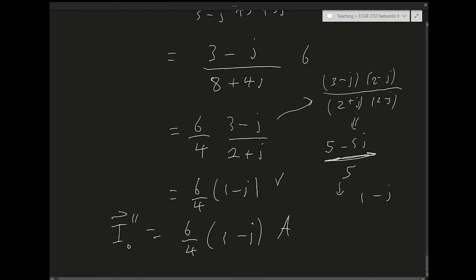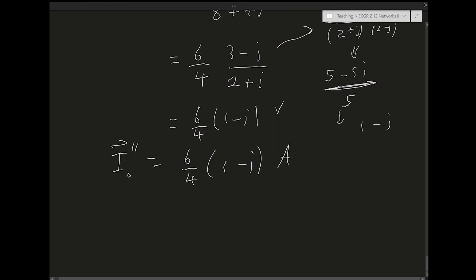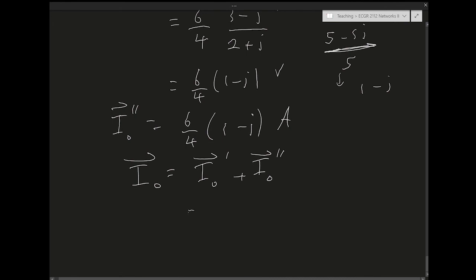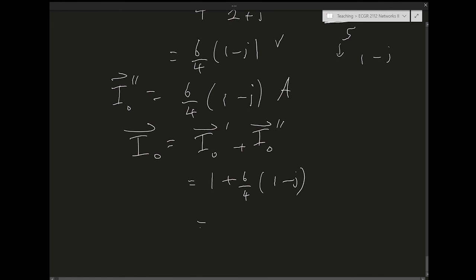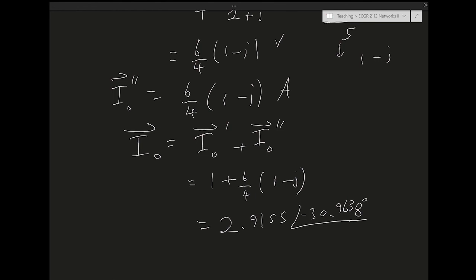So now I0 is going to be I0 prime plus I0 double prime, which is going to be 1 plus 6 over 4, 1 minus j. If you do the math, this turns out to be the same thing. It turns out to be 2.9155 angle minus 30.9638 degrees. We should expect to get the same value, regardless of the technique that we use.